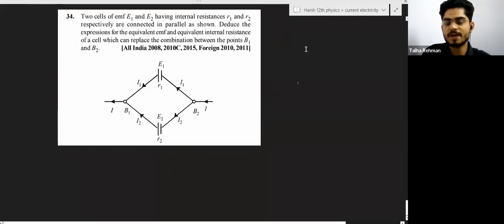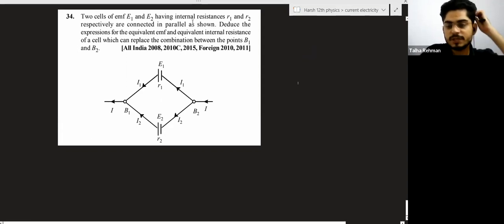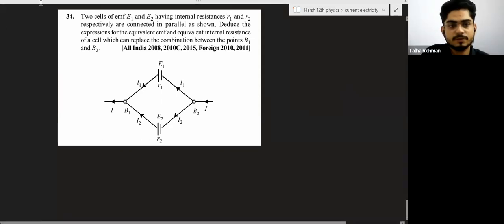You have the habit to solve the questions. This question has appeared in 2008, 2010, 2015, and again in 2010 and 2011. So see how many times this question has appeared in the examination. Let's see how I will solve this question. First we will read the question and then we will solve it. I will give you time for noting all these things.